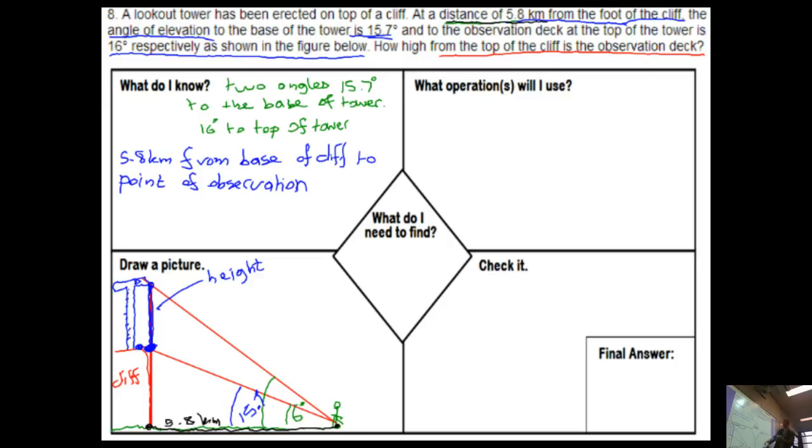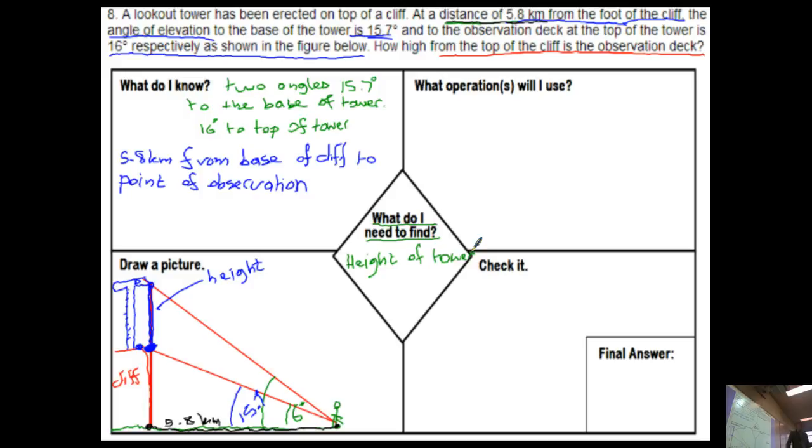Now, from this, what's most important is what do I need to find? The goal of the whole question. Do I need to find the height of the cliff as the goal of the question? No. What is it? What's the goal of the question? Top of the cliff to the observation deck. Yes, the top of the cliff to the observation deck. So that's just the height of the tower. Okay? Very good. Height of tower.